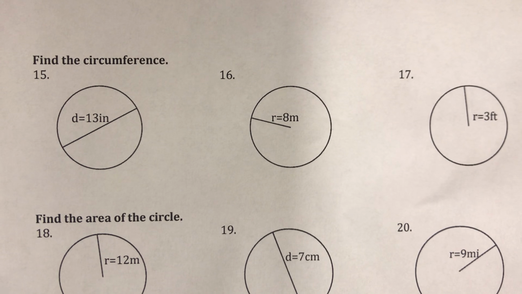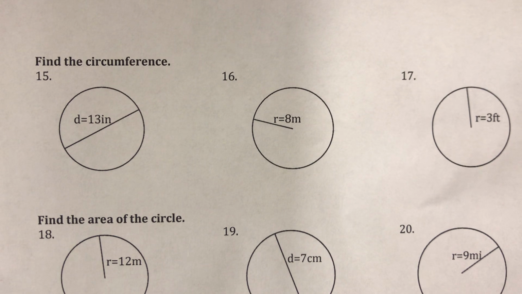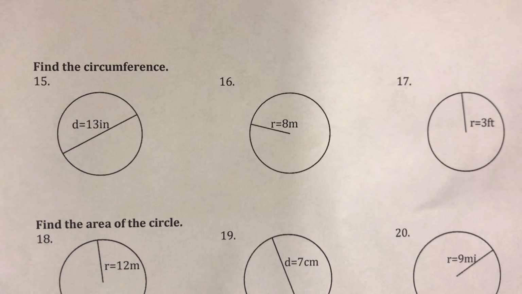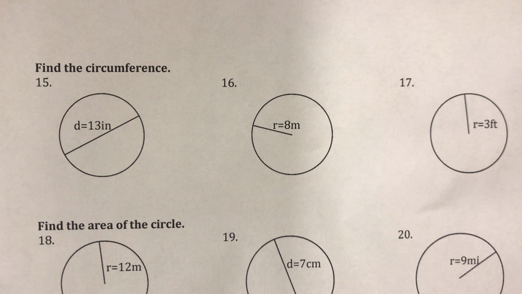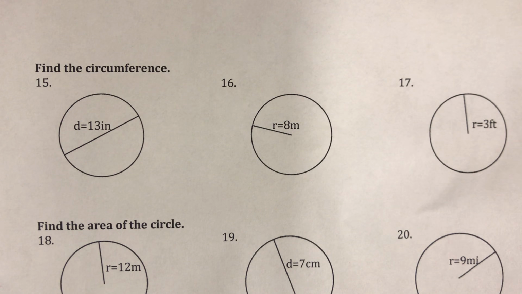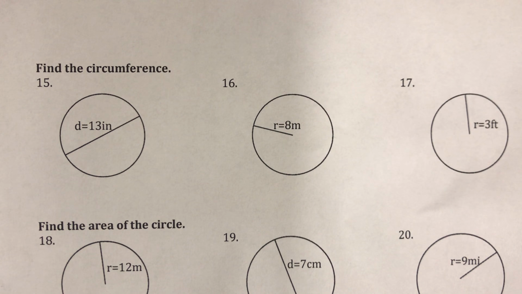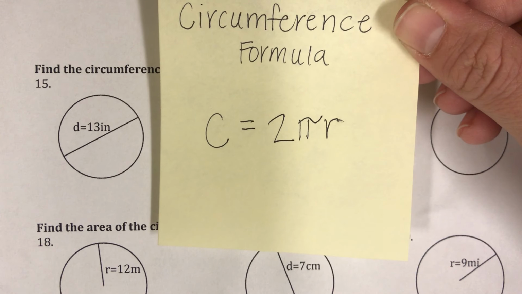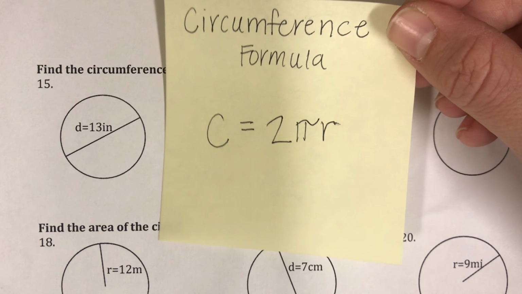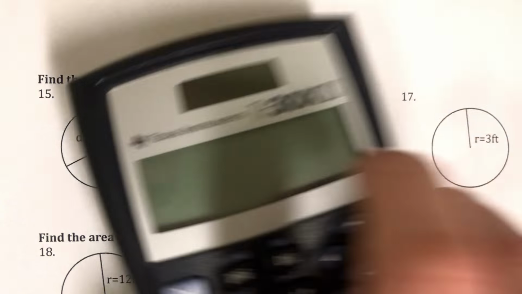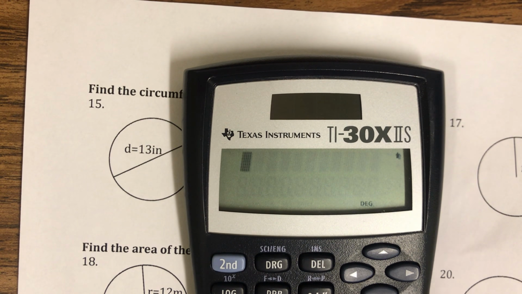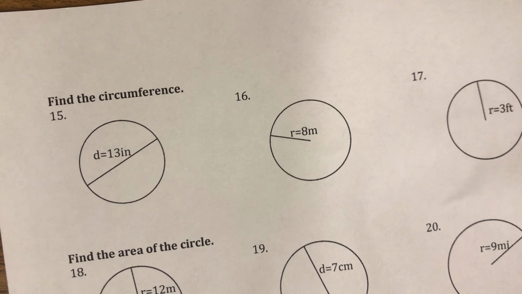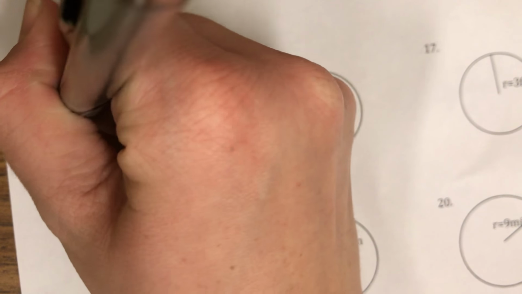Okay, so hopefully you paused the video and tried them by yourself. So we are trying to find the circumference for 15, 16, and 17. Number 15 says that the diameter is equal to 13 inches. Now, in our circumference formula, there is no such thing as d, so we need to use our knowledge of knowing that the radius is half of the diameter. So I'm going to do 13 divided by 2 to find my radius, and it's 6.5. So off to the side of my paper, I'm going to write that radius is equal to 6.5.